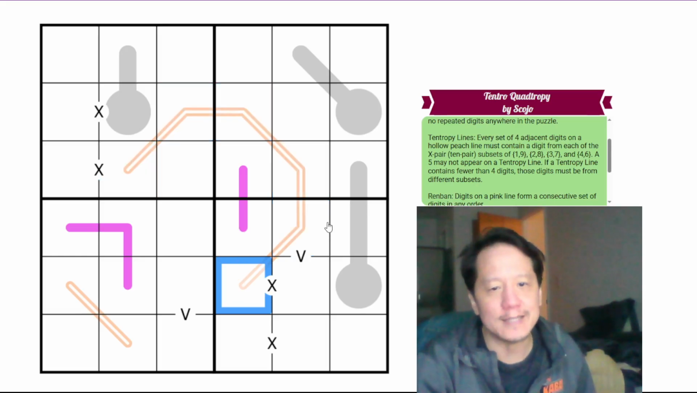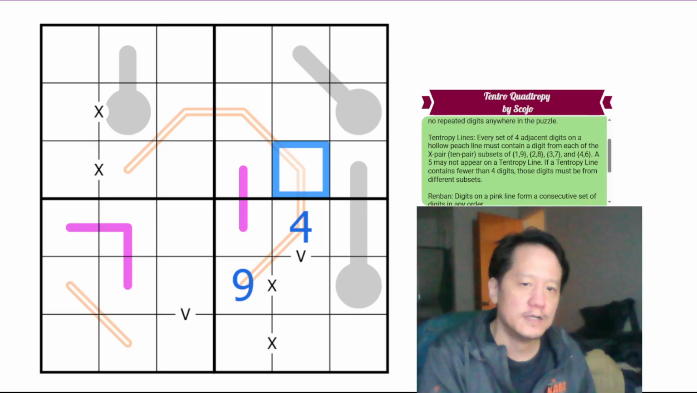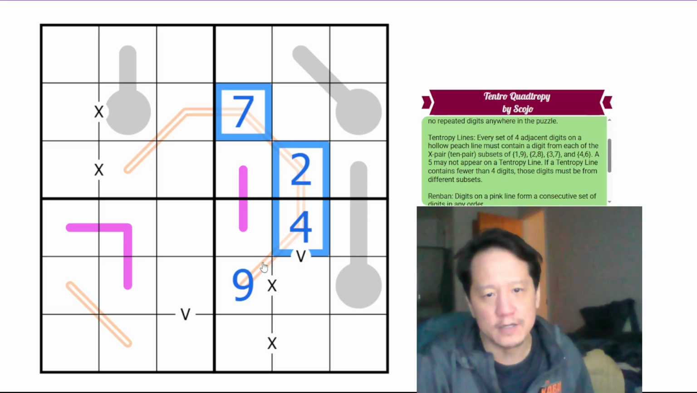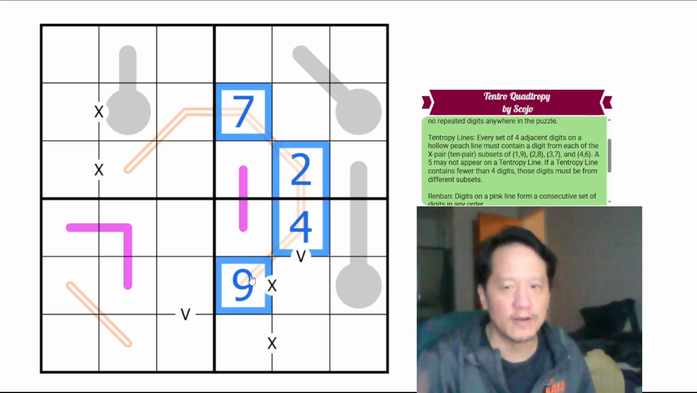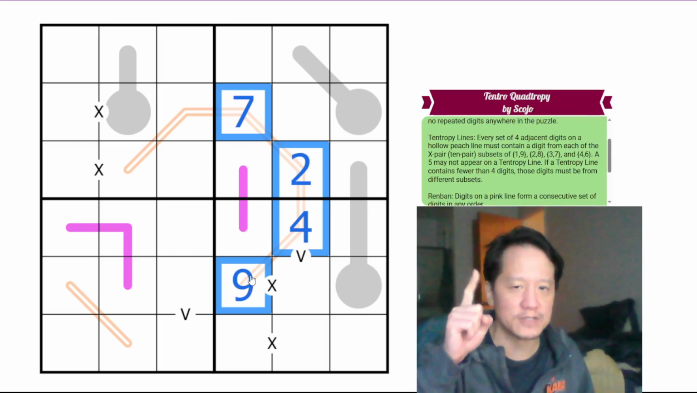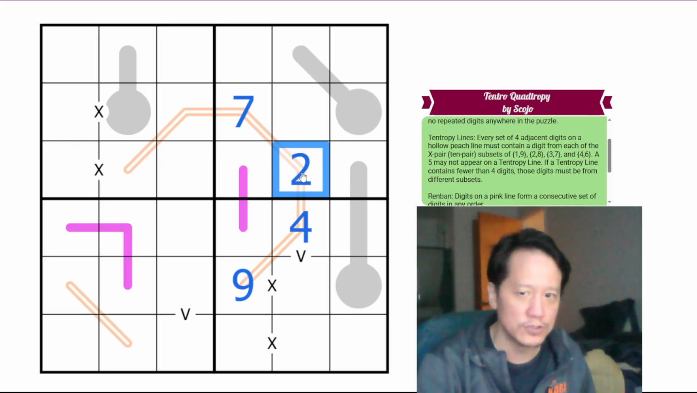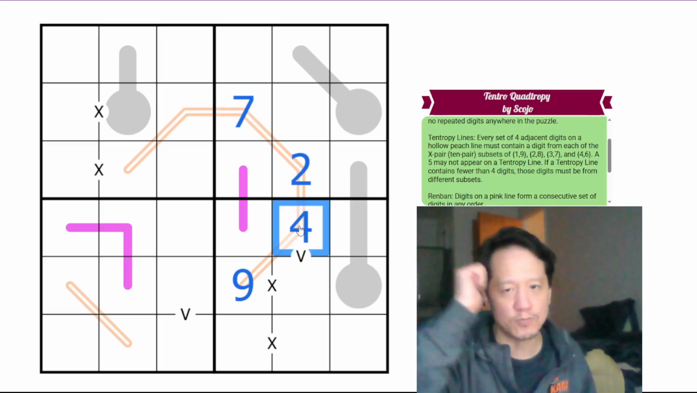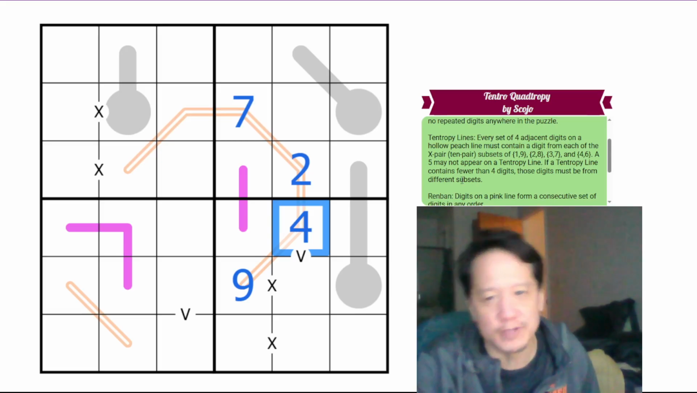As an example, you could have something like 4, 9, 2, and 7 here. This would be valid on this Tentropy line, because for every 4 adjacent digits on it, you have to have one of each digit from the subsets. 1 and 9, which we do, we have a 9. 2 and 8, which we do, we have a 2. 3 and 7, which we do, we have a 7. And 4 and 6 here, which works because we have a 4. So that's an example of how a Tentropy line works.